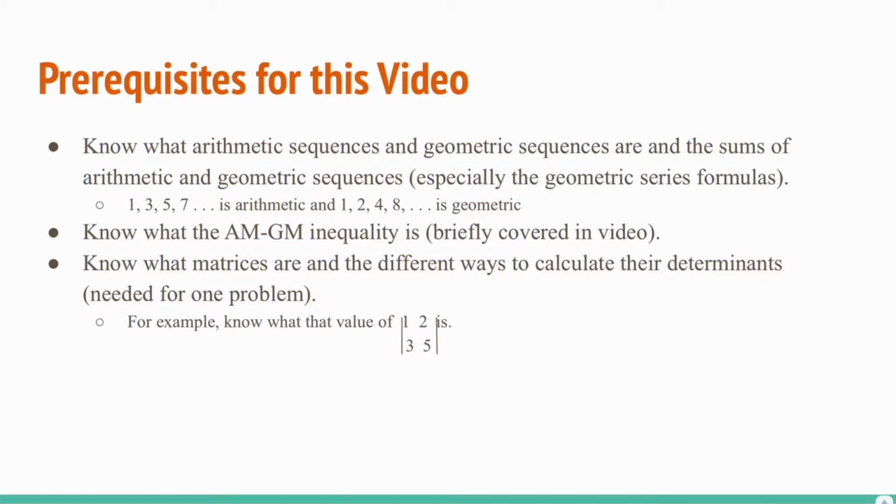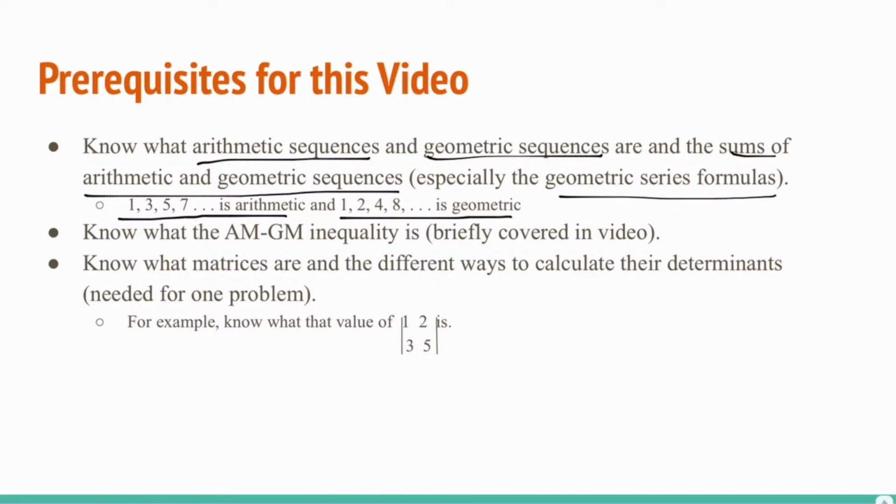You should know what arithmetic sequences are and what geometric sequences are, and the sums of arithmetic and geometric sequences, especially the geometric series formula. For example, 1, 3, 5, 7 is arithmetic and 1, 2, 4, 8 is geometric. You should also know what the AM-GM inequality is, although I will briefly cover it in the video. Finally, you should know what matrices are and the different ways to calculate their determinants, because this is needed for one problem. For example, you should know the determinant of this 2x2 matrix.